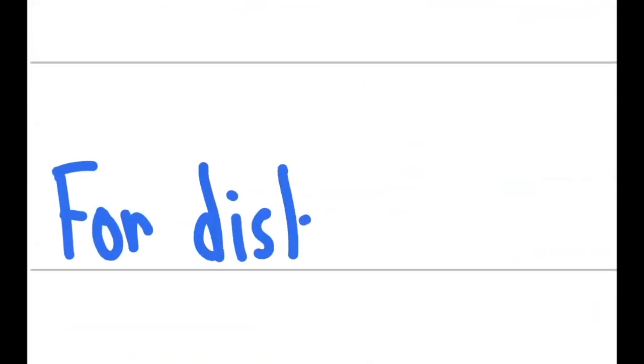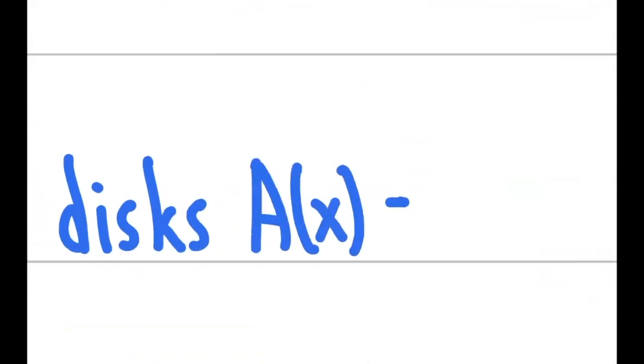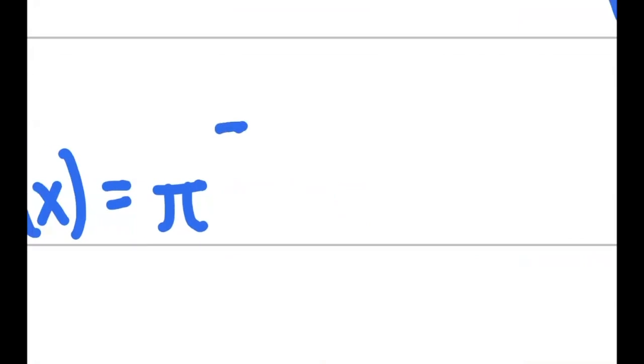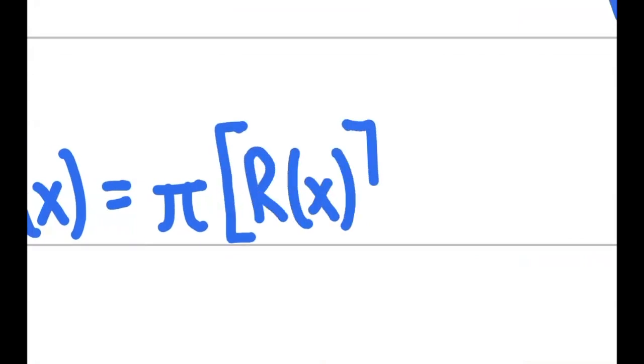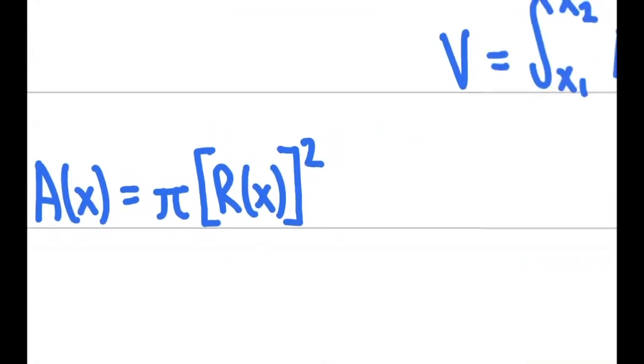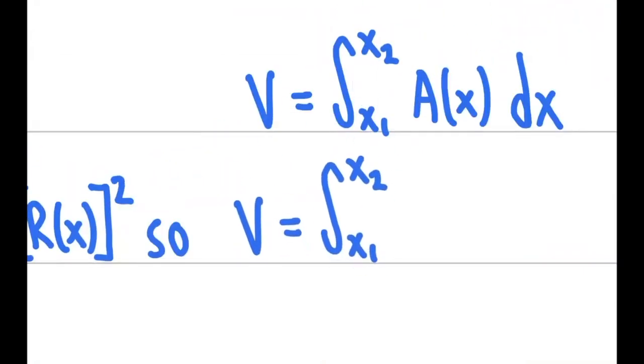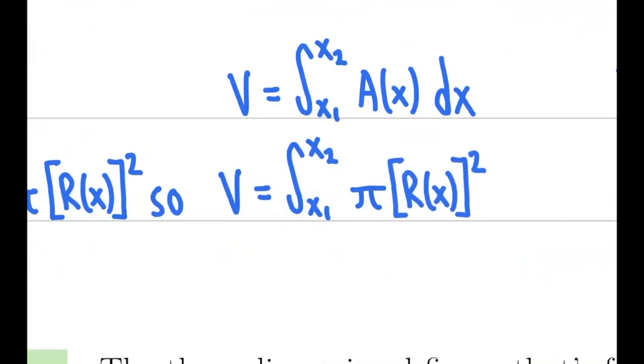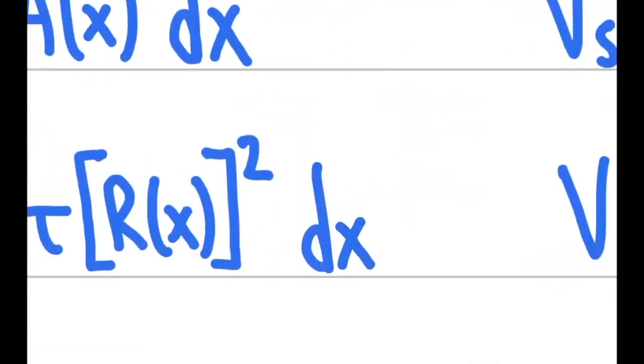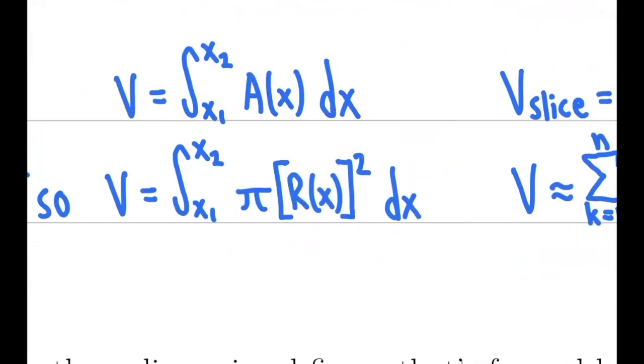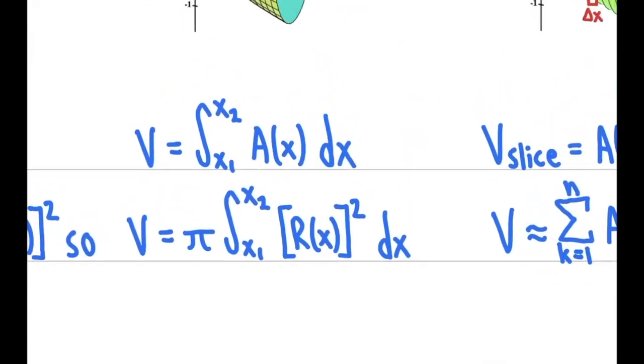Well, it's like r of x. Yeah, R of x. So for disks, A of x equals pi times r of x squared, because r is a function of x. So I'm just going to replace A of x with pi r of x squared. Height is just a constant. For those who like to pull those out, I would empathize with that point of view. Let me actually do that. I'm just going to pull the pi out. It looks a little better to me.